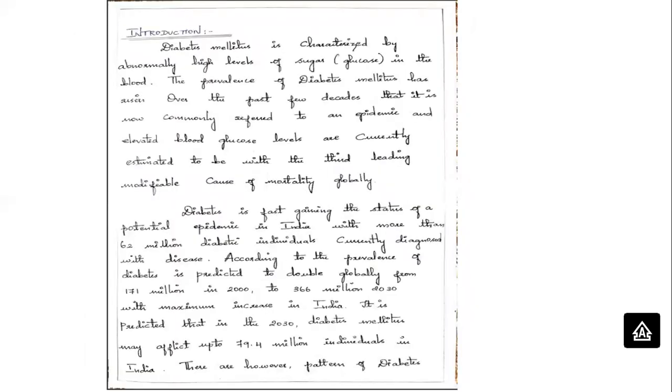Next, moving to the introduction. Your introduction is going to cover all the census on your research topic. Here, I have given the number of patients suffering with diabetes mellitus in India, like 62 million diabetic individuals currently diagnosed with the disease all over India, and 171 in 2000, and 366 million will be in 2030 with a maximum increase in India. And it is predicted that in 2030 diabetes mellitus may affect up to 79.4 million. So your introduction must consist of all the census points.